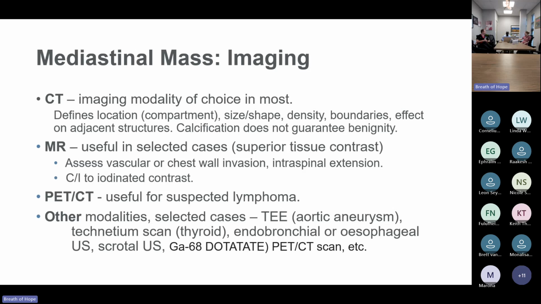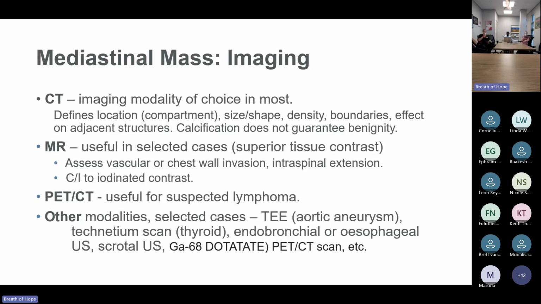And then mediastinal mass. Of course, imaging would be your modality of choice. CT scan is, I think, the number one choice of imaging. Chest X-ray has really fallen out. What the CT scan does is define the location, which compartment, the size, the shape, density, boundaries, and effect on adjacent structures.